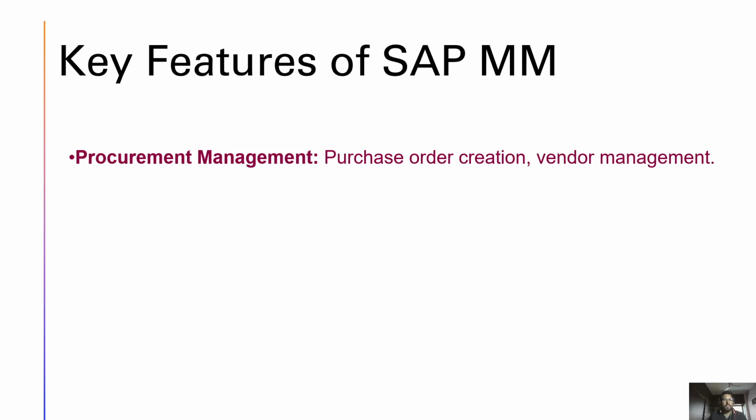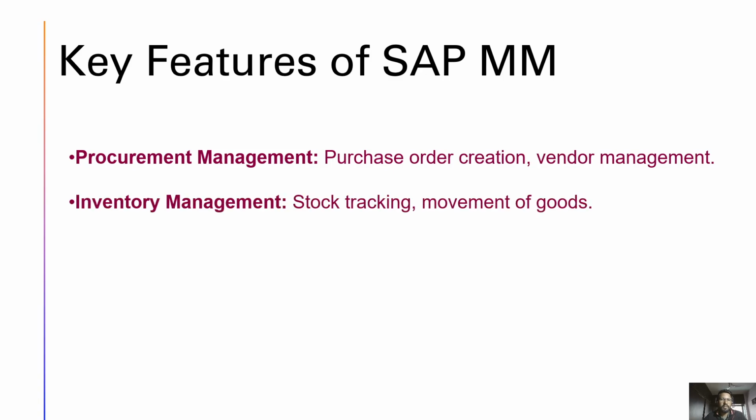The most important is procurement management. Take an example of any manufacturing company or any business. Every business runs with multiple departments, and to run any organization or company we need to purchase a few things. Using those things we can run our business. So the procurement process is very important, and a key feature of SAP MM is procurement management. Through that we can do purchase order creation and vendor management.